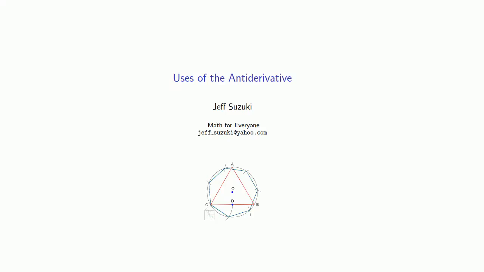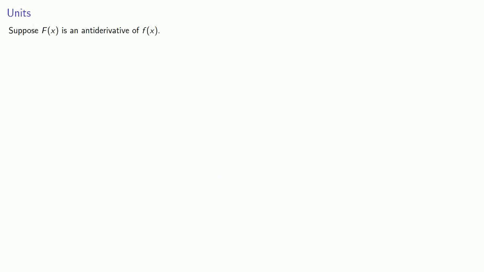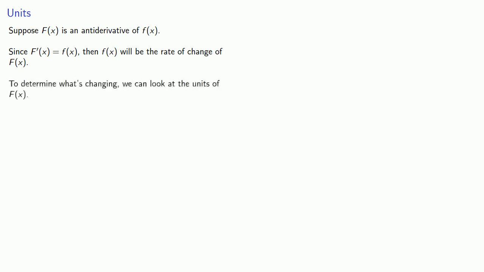So why do we care about the antiderivative? We'll take a look at some of its uses. Before we do that, it's useful to ask yourself, what are the units of the antiderivative? So suppose capital F of x is an antiderivative of f of x. Since the derivative of capital F of x is f of x, then f of x will be a rate of change of capital F of x. And to determine what's changing, we can then look at the units of capital F of x.